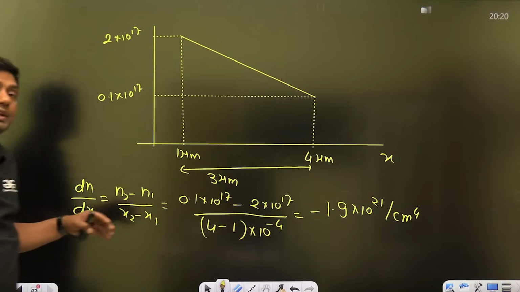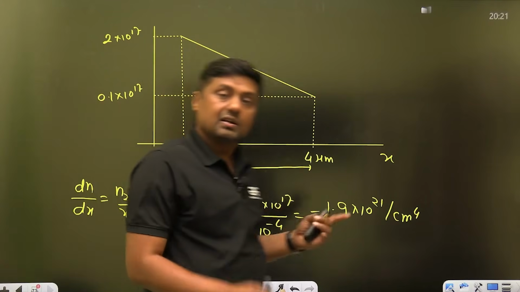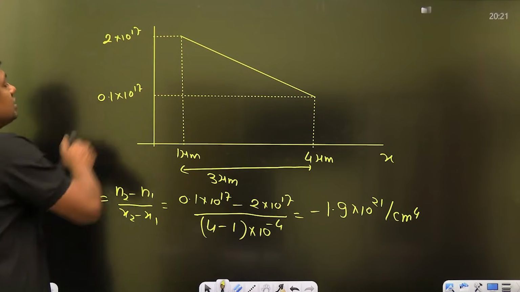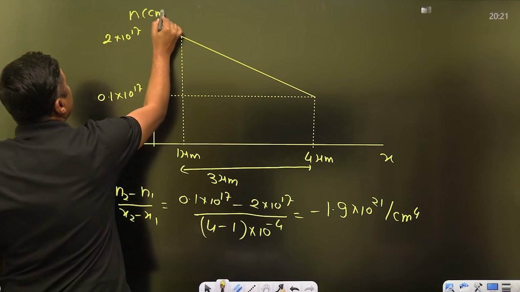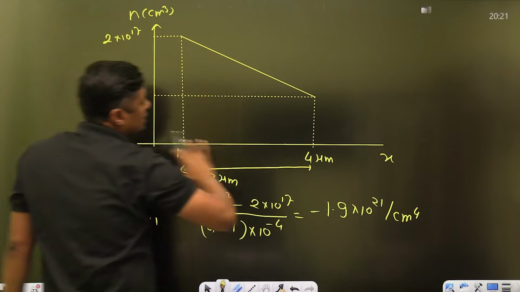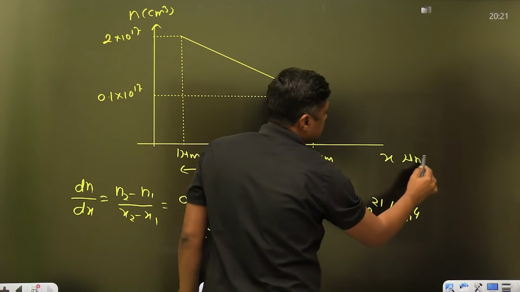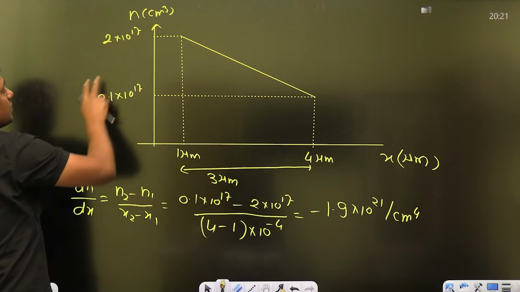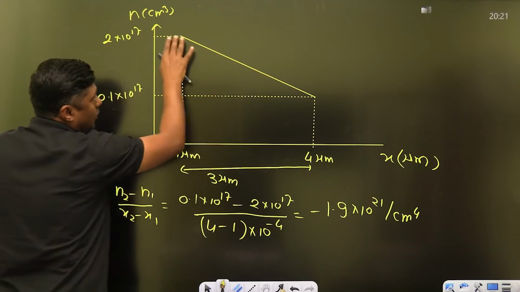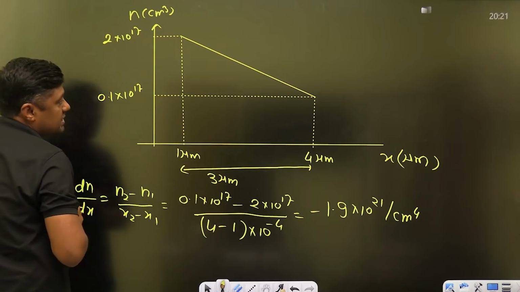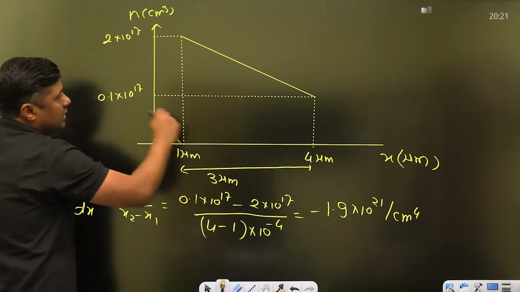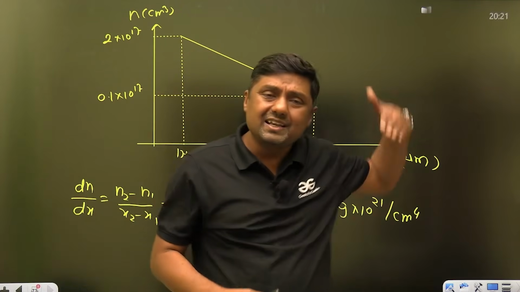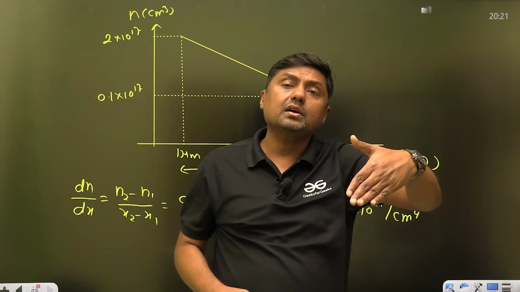This is called the concentration gradient, negative. First of all, get the concentration gradient. The concentration of electron is higher at this point. This is the concentration of electron, in per centimeter cube. This is x in micrometer. This is the x direction. There is a decrease in the concentration from 2 into 10 raised to power 17 to this. We can calculate the slope, or this is called concentration gradient, dN by dx. It is negative because it is decreasing. Here it has higher concentration, here it has lower concentration, and linearly graded.